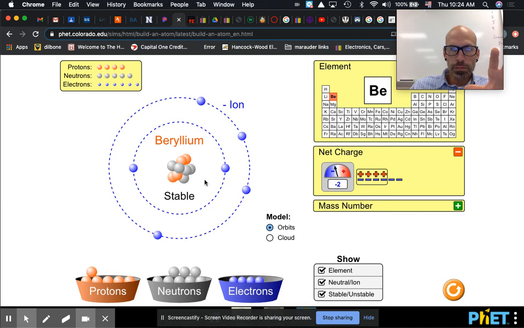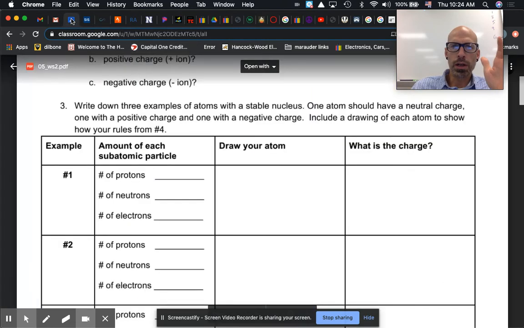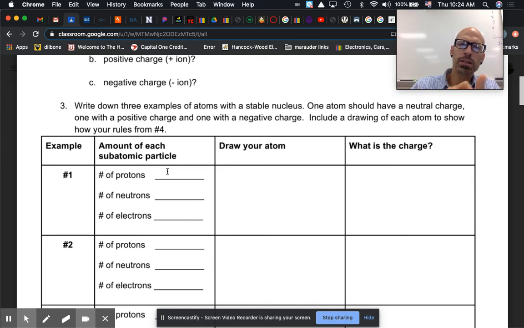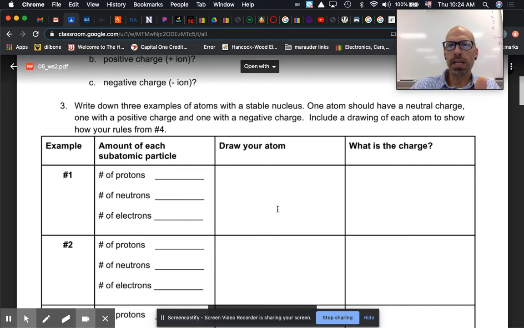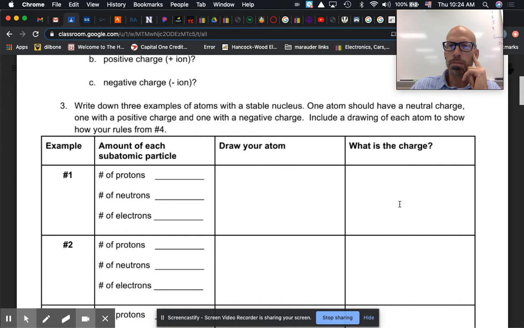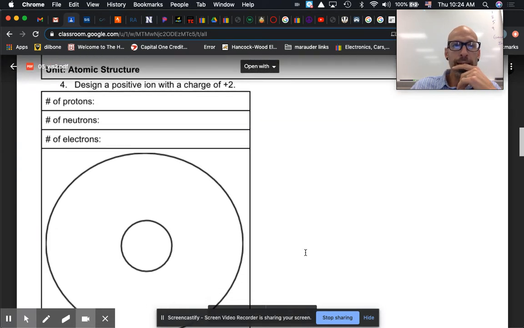So making it stable, this would be an example of my negative charged ion. It's a -2. I have 6 electrons, 4 protons, and 5 neutrons. That would be my little example. In my comp book, I would write down I had 4 protons, 5 neutrons, and 6 electrons. I would sketch it, and then I would say that's a -2 charge. And then you're supposed to do that for a neutral one and for a positive one. Hopefully you did that.